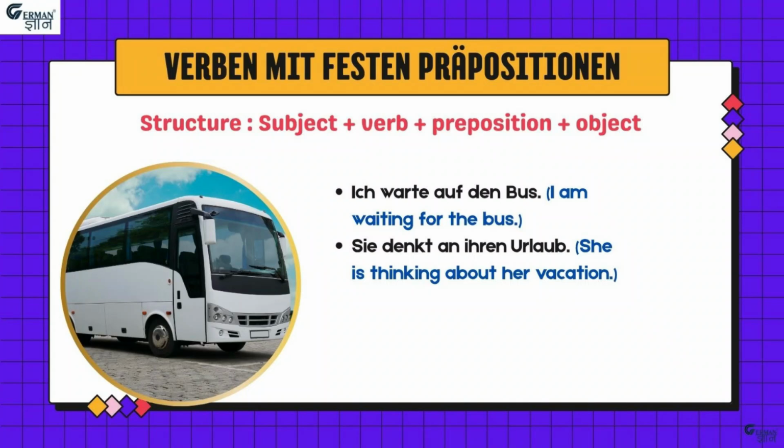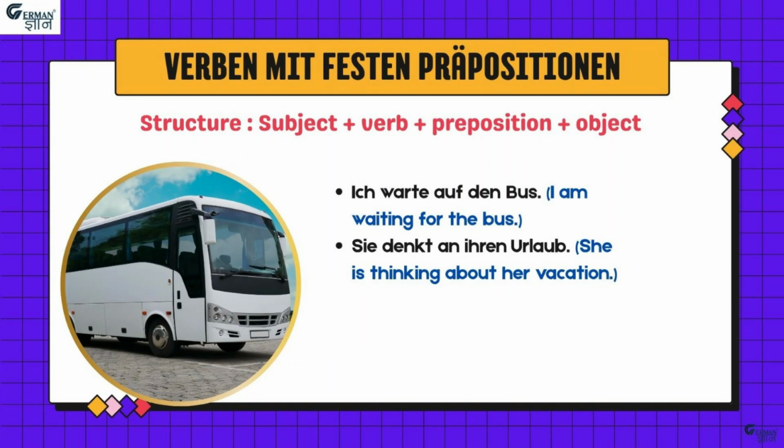Verben mit festen Präpositionen. So this is basically the verbs with fixed prepositions. Now this means that whenever you are using some verbs and they have a fixed preposition, then you have to use that particular preposition in that sentence. For example, ich warte auf den Bus means I am waiting for the bus. Now if you are translating this sentence in English, then you are saying I am waiting for the bus.